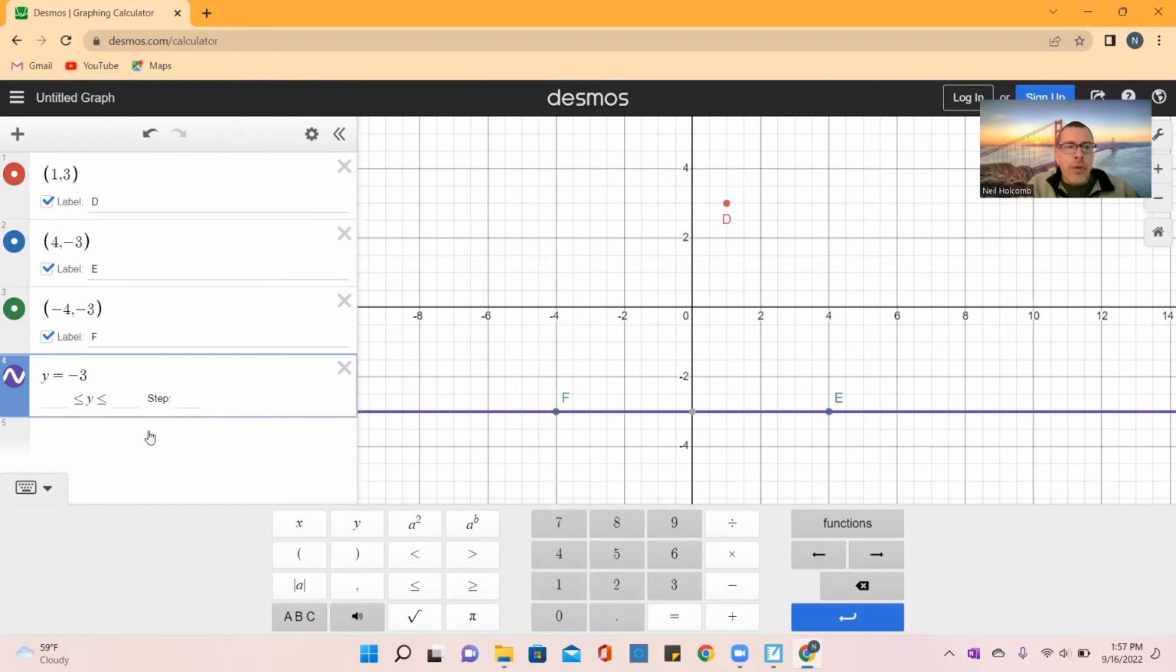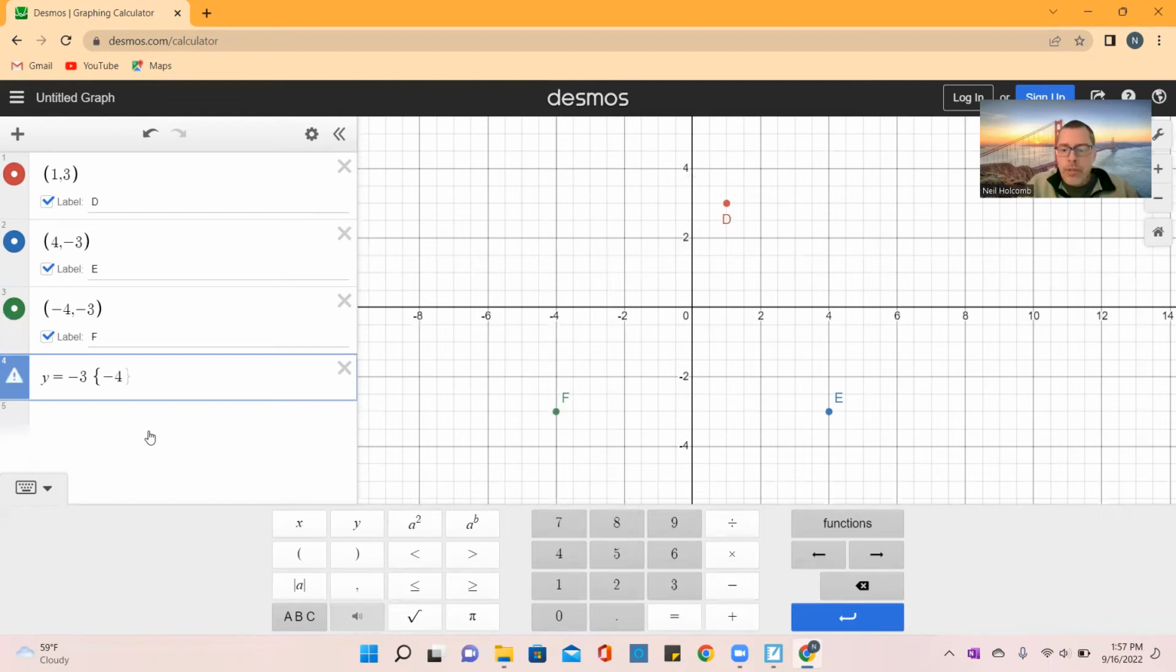I don't want that, so I put space, and I put a bracket, and I put my left bound, which is -4. I use the less than symbol. I put an x. See how it cut it off right there? And then I do another less than symbol, and I want it to go all the way to 4, so I put 4. And I am done. There is my segment.